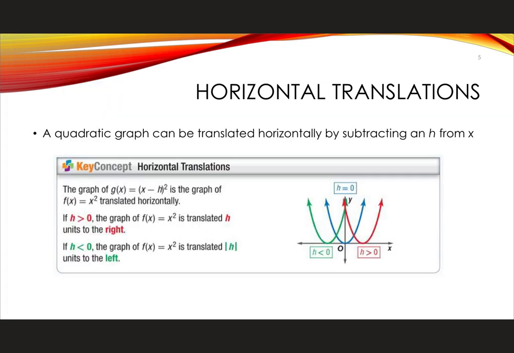All right, let's move on to H. H, we already know this one. H is left and right. It is the second easiest just because it's easy to see. But remember, H is backwards. So if it looks positive, it is negative.